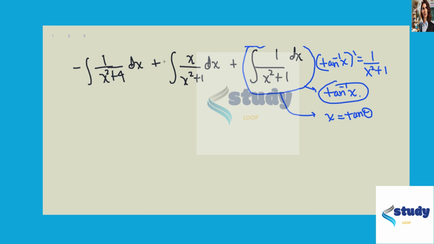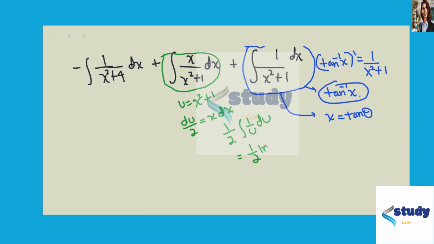The second integral, let's do a u sub here. U equals x squared plus 1. This means du over 2 equals x dx. Then we can rewrite the integral as 1/2 integral 1 over u du. That's 1/2 natural log absolute value of u. And that's 1/2 natural log, and then that's x squared plus 1. You don't have to write the absolute value here because x squared plus 1 is bigger than 0.